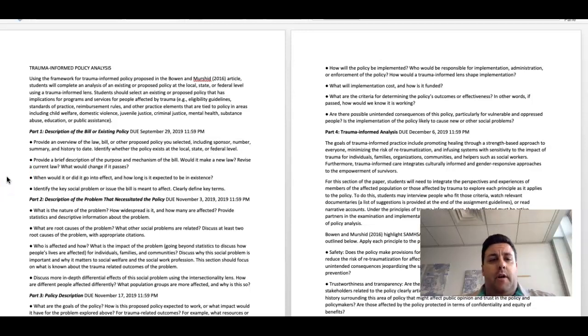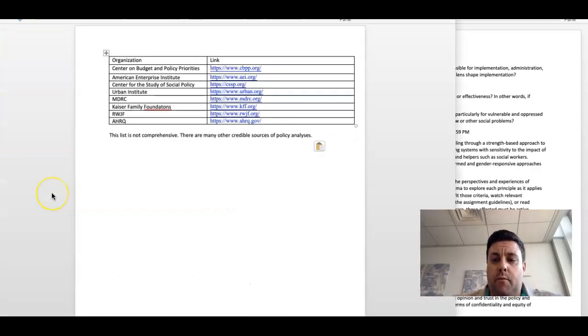So the other thing I've put on D2L is a list of potential websites that could be useful to you. Let me just show you that real quick. So this is just 8 or 10 links to organizations that study social policy, and these would certainly have lots of credible information for you to use in your analyses. So it's the Center for Budget Policy Priorities, Kaiser Family Foundation. Oops, that's spelled wrong. Robert Wood Johnson Foundation, that kind of thing. There are certainly others out there. This is just a list merely to get you started.